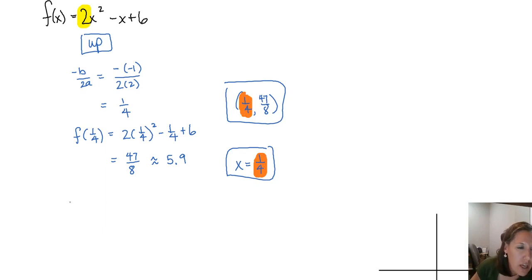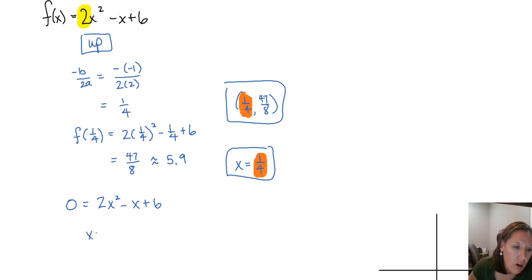And then our x-intercept on this, if we set this equal to 0, 2x squared minus x plus 6. Let's see, we're looking for factors of 12 that add to negative 1. And there are not factors of 12 that add to negative 1, because we have to have the same sign, because this is a positive 6 on the end. And the factors of 12 that would have the same sign are not going to add to a negative 1.